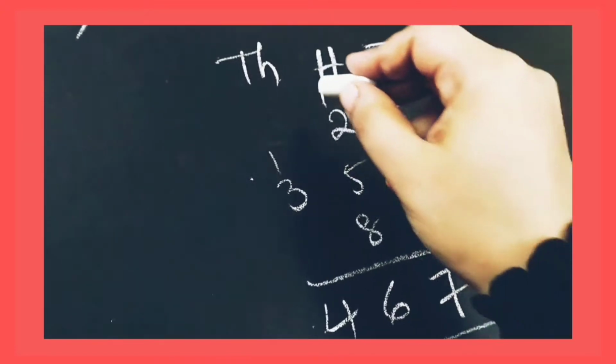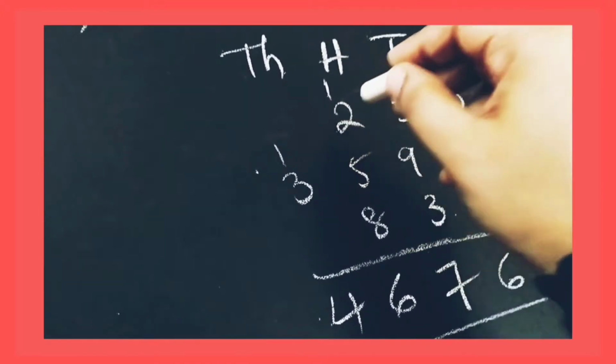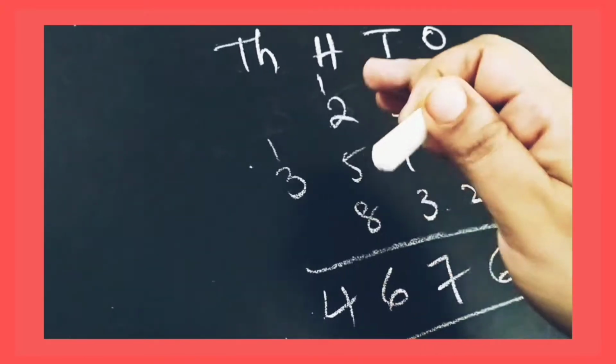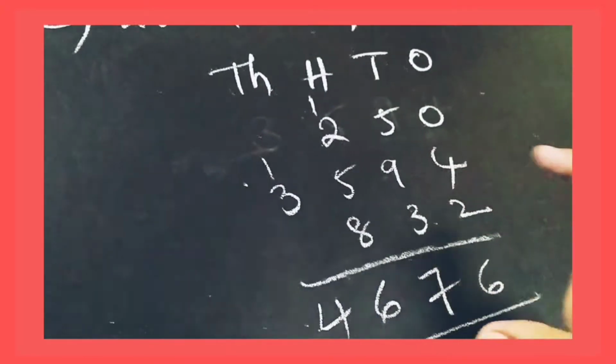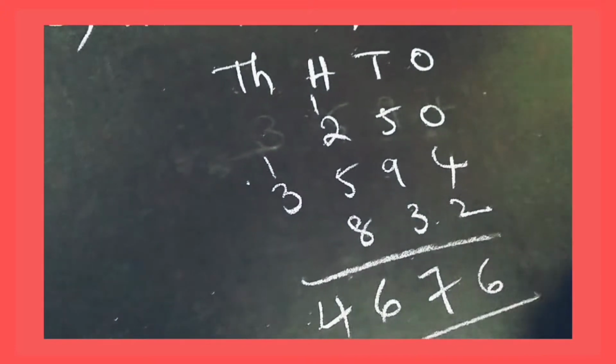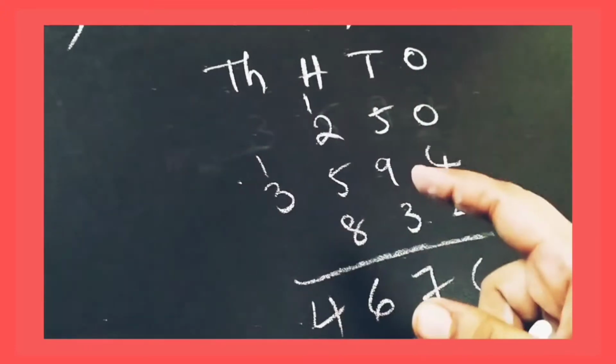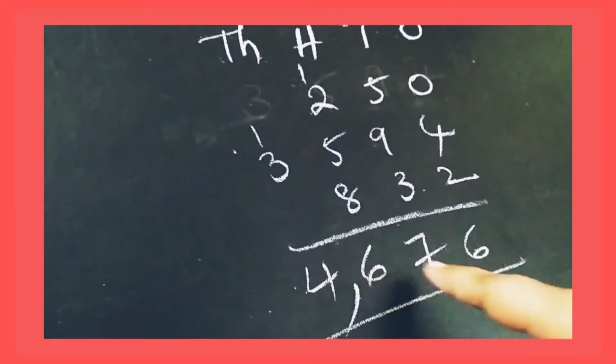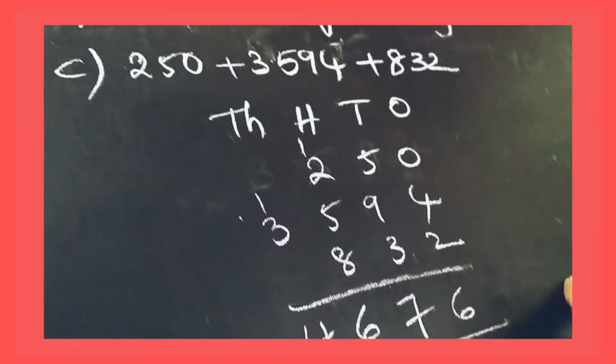So if we do 1 plus 2, 3, then 3 plus 5, then 3, then plus 8, it will be a long method. So first take the larger number and add the smaller number. Okay, so the answer is here 4676.